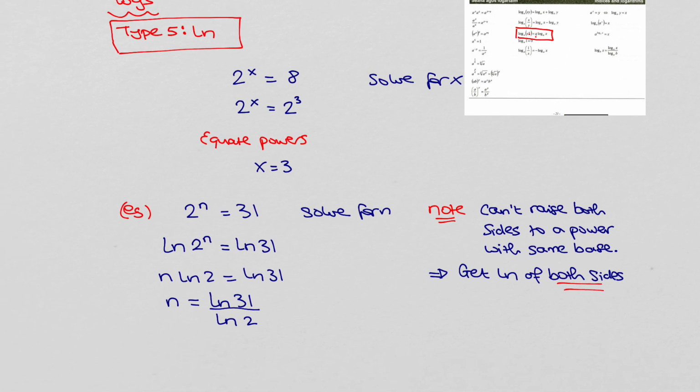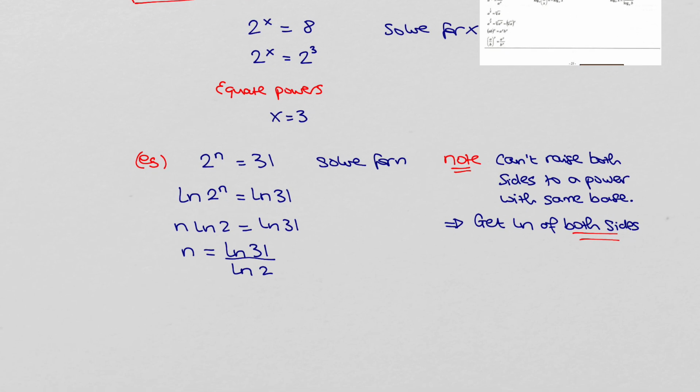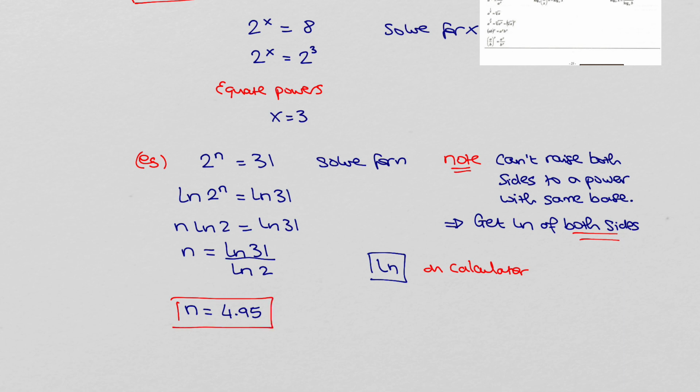So now all I have to do is go to my calculator, making sure we're pressing the natural log button on your calculator. And if we input that into our calculator, we're going to get a decimal answer. So in the Leaving Cert, we'd be asked to find a corrected so many decimal places or so many significant figures. So for the purpose of this example, we're going to get our answer corrected to 2 decimal places. And that gives us n is equal to 4.95. So a very useful application of our log rules.